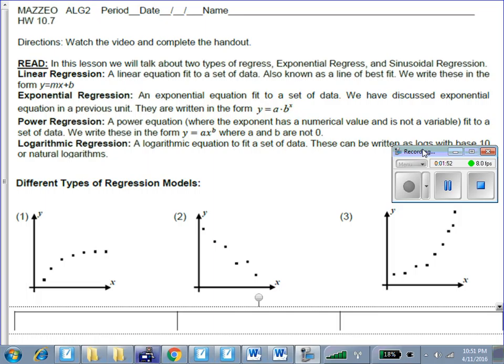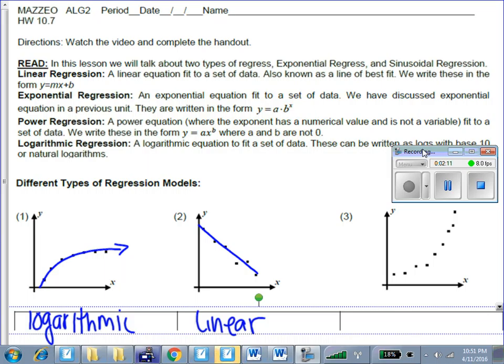So here in number 1, we have a curve that looks like this. This would be a good example of a logarithm or a logarithmic regression. The second one is just an example of a linear regression. And the third one would be an example of an exponential regression.